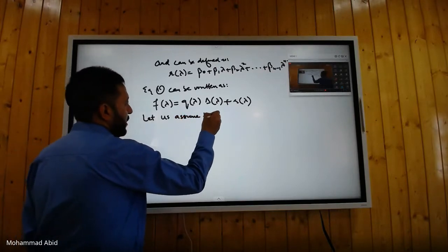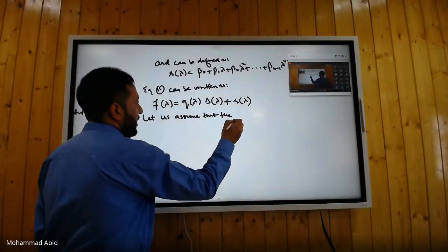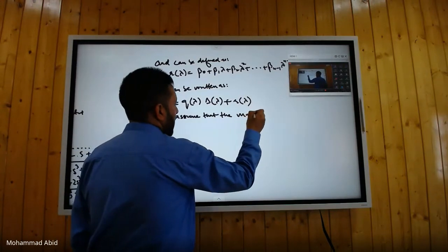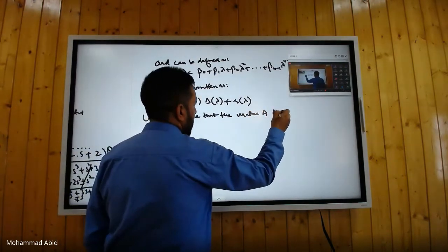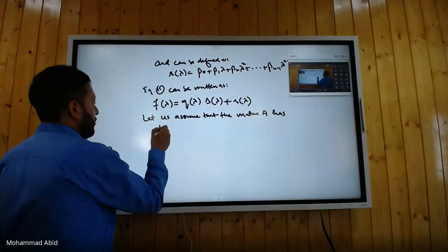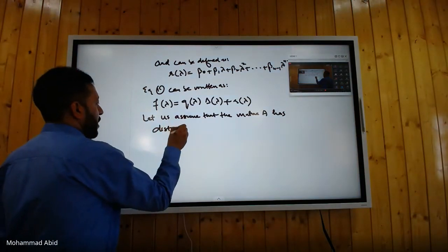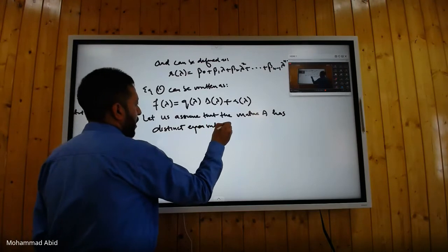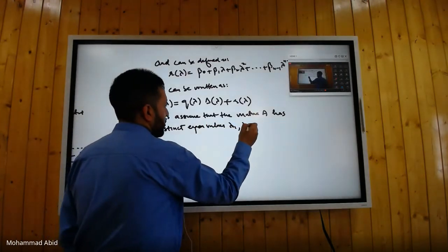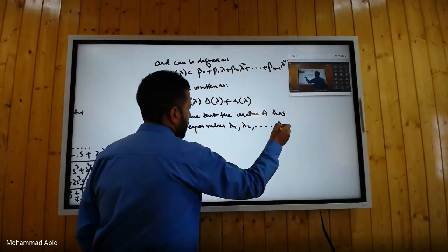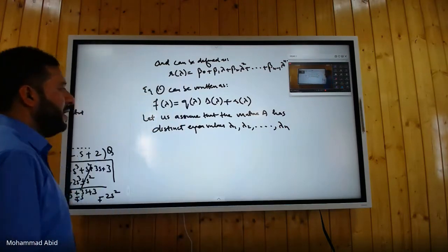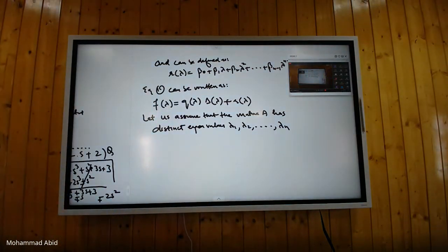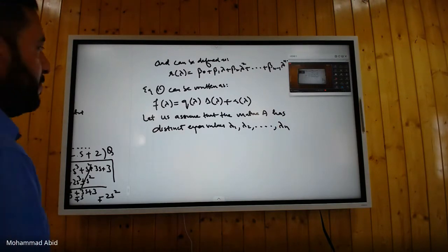Let us assume that the matrix A has distinct eigenvalues lambda 1, lambda 2, so on up to lambda n. तो मैट्रिक्स A है, हम assume कर रहे हैं कि इसके डिस्टिंक्ट, क्योंकि इसका ऑर्डर n है, हम assume कर रहे हैं कि इसके डिस्टिंक्ट आइगन वैल्यूज हैं lambda 1, lambda 2 up to lambda n.